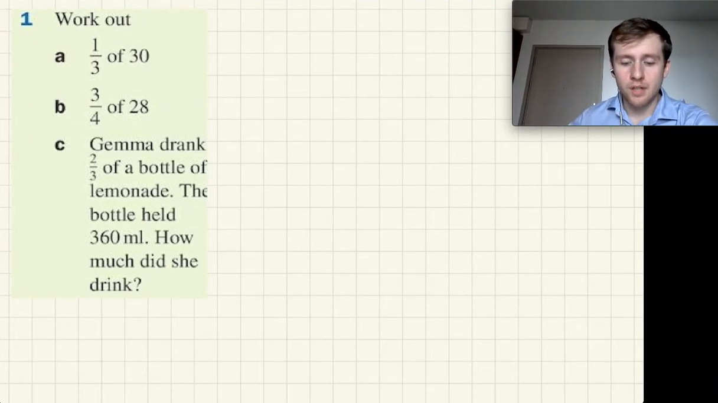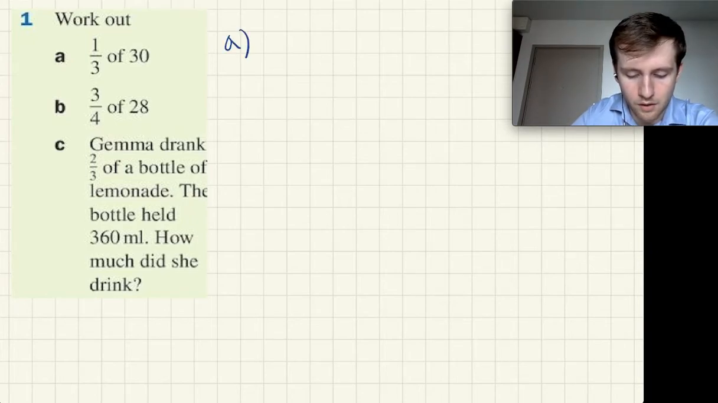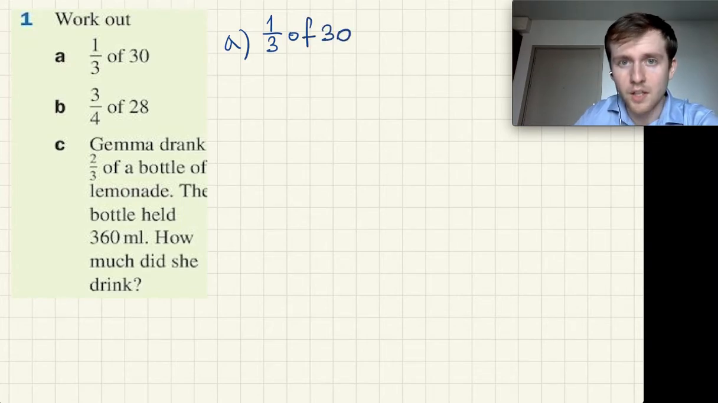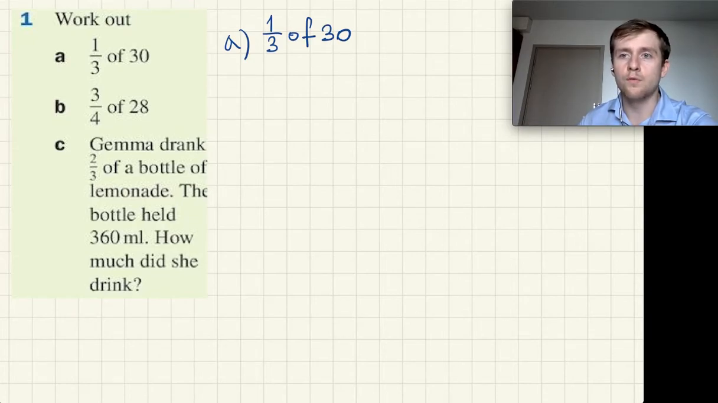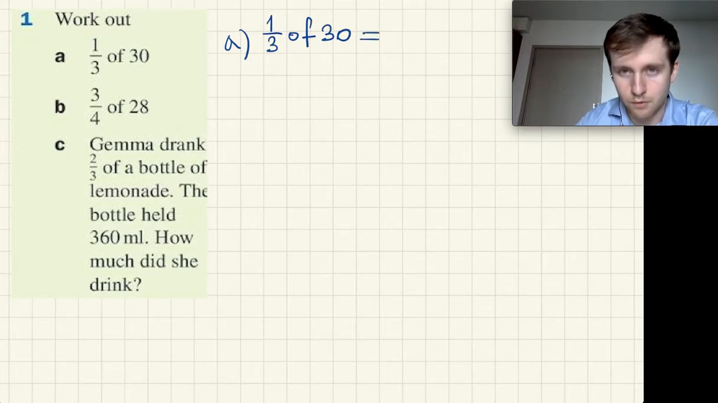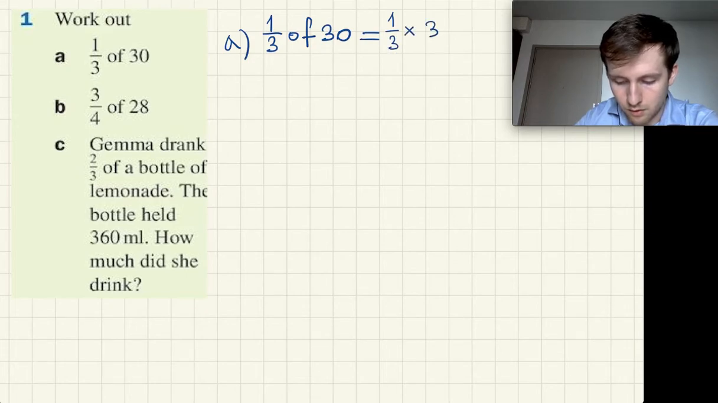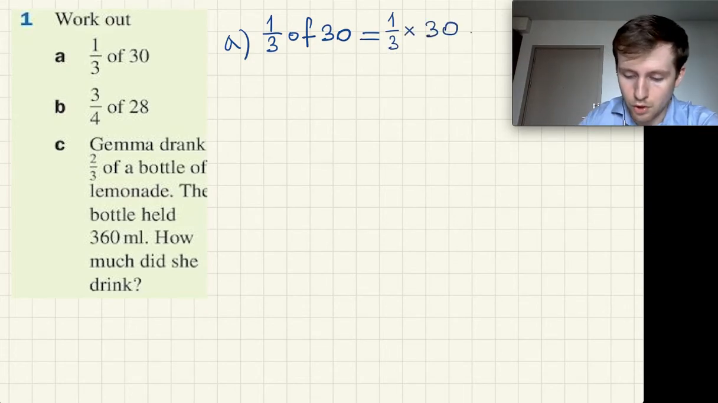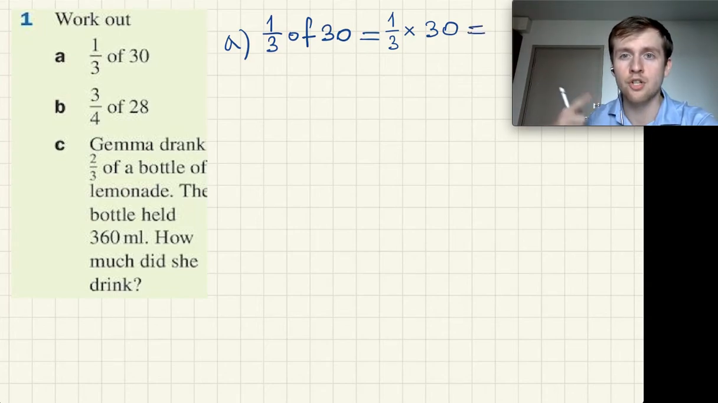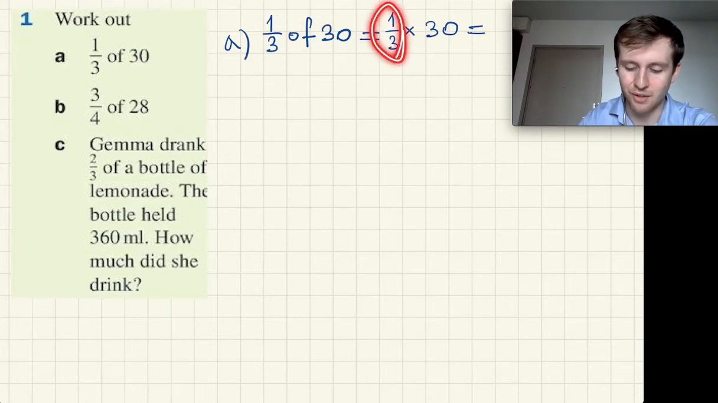Okay, so the first one is we have to work out 1/3 of 30. So 1/3 of 30. You can remember as a rule of thumb that when we talk about fractions, of means multiply. So what we have to do is 1/3 times 30, like this. To multiply two fractions, you have to actually have two fractions. You can't just have a fraction and a whole number.